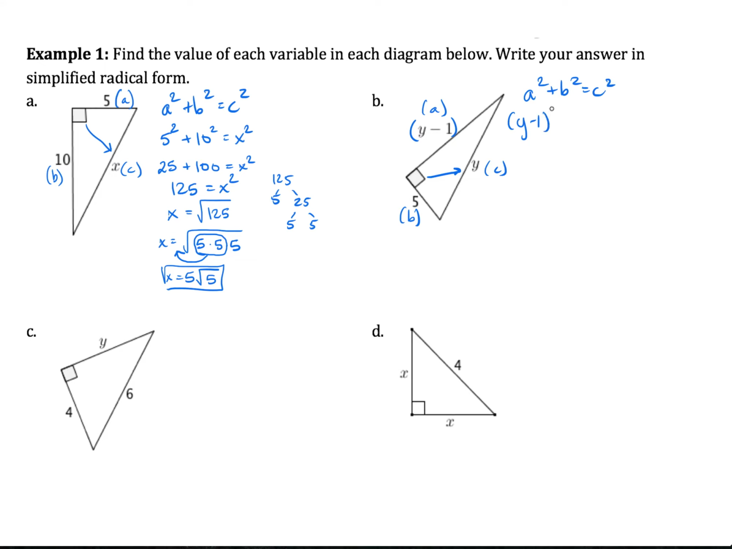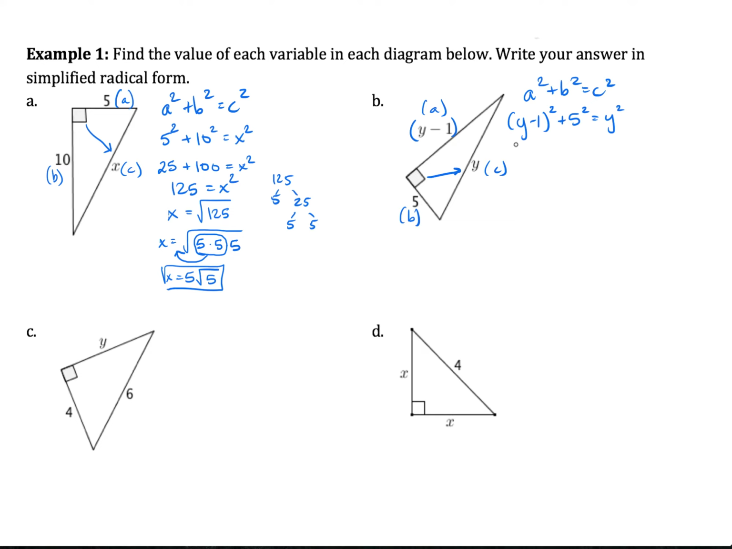That whole thing is 1, so the whole quantity right here, y minus 1, gets squared. Then of course we have a 5 squared for my b squared, and we're going to have a y squared for my c squared. Now this is where a lot of people are going to make a mistake. They're going to think that they can distribute this squared in here and just make it y squared minus 1 squared. You need to remember you can't do that.